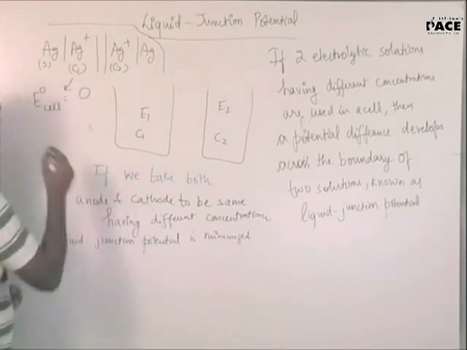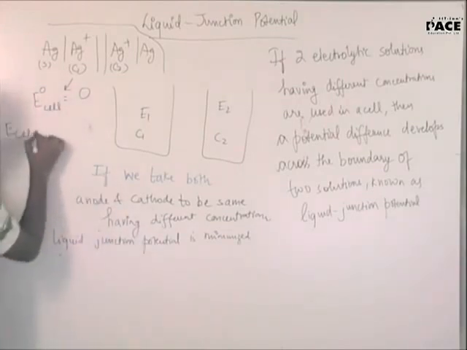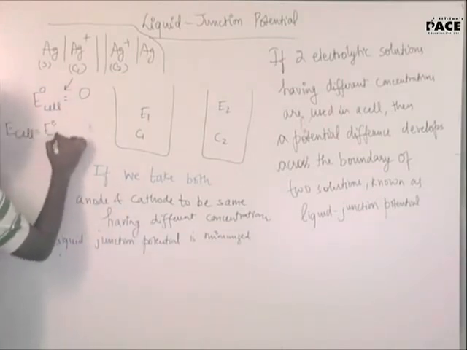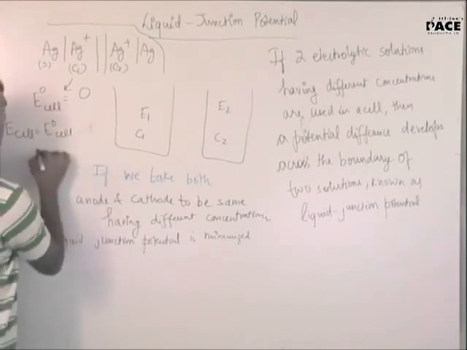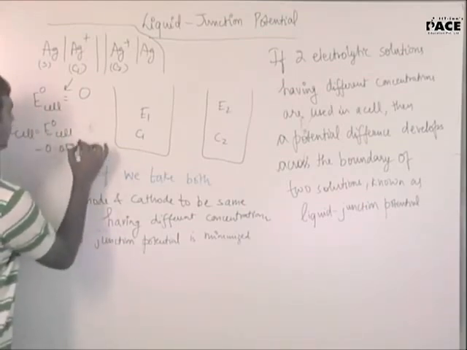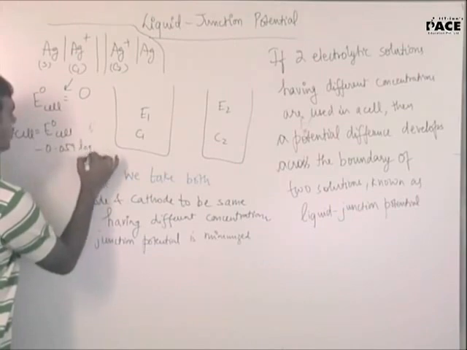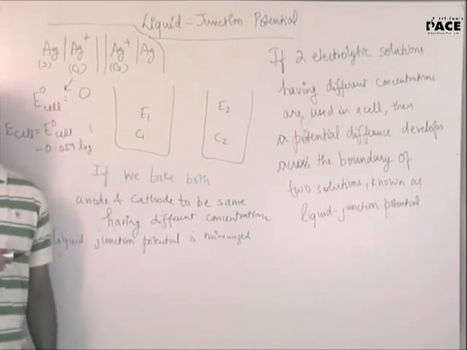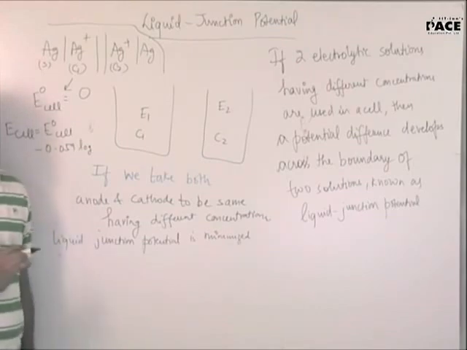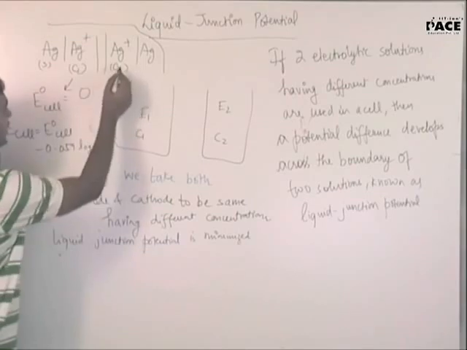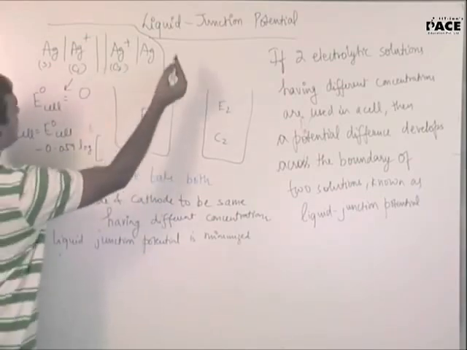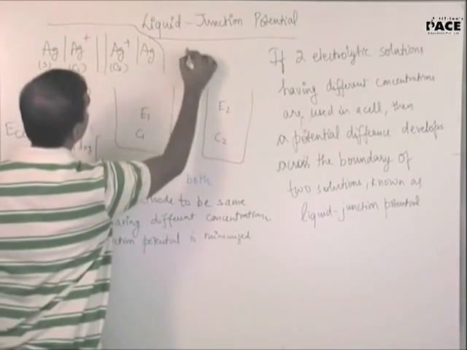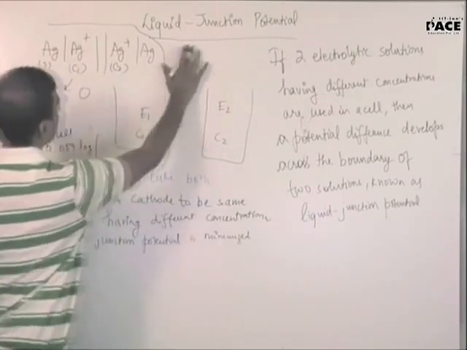E0 cell minus... Okay, I am writing the equation. E cell equal to E0 cell minus 0.059 log Q. If Q is less than 1, then we can get the answer. If Q is less than 1, you can get the answer. So again, if I say the equation will be something like this, if C1 is greater than C2.